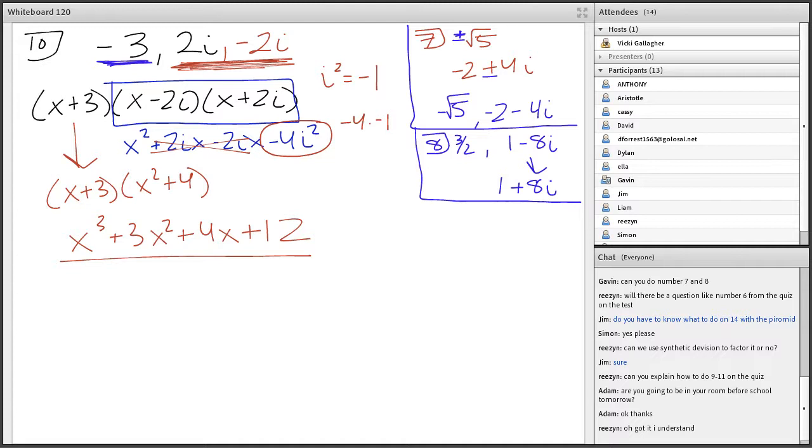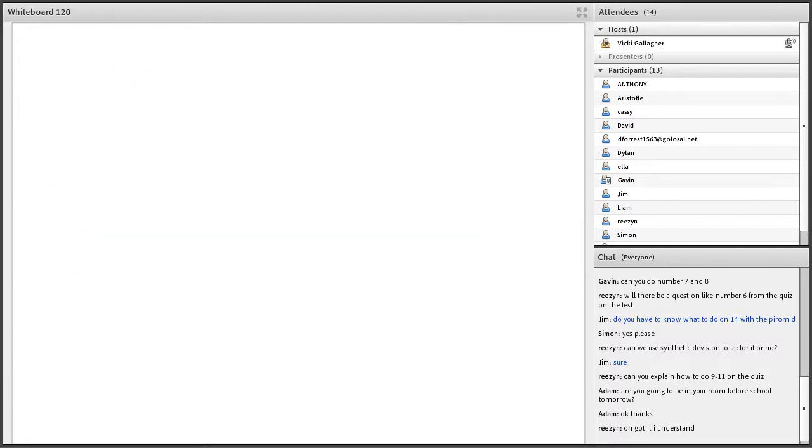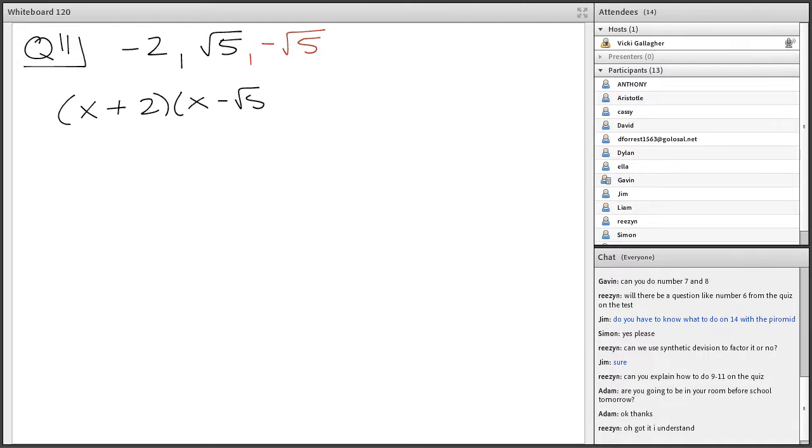Number 11 is very similar, except instead of having an i answer, it has a rad answer. So this is quiz number 11. They gave us -2 and the square root of 5. And so we know that if there's a positive square root of 5, there also had to have been a negative square root of 5, so we're just going to fill that in. Again, we don't fill in a +2 because there was a -2. This is only for rads and i's. I get x plus 2, x minus rad 5, and x plus rad 5.